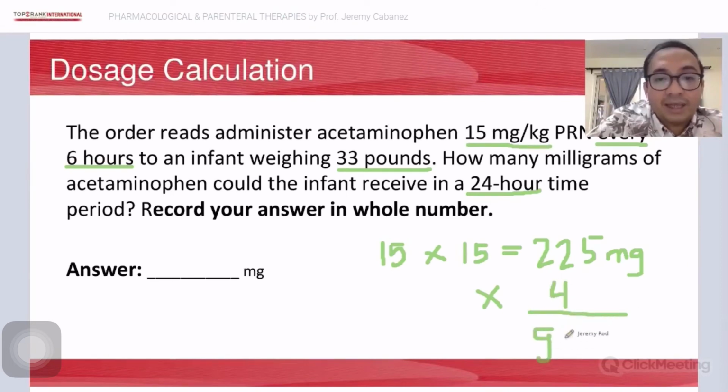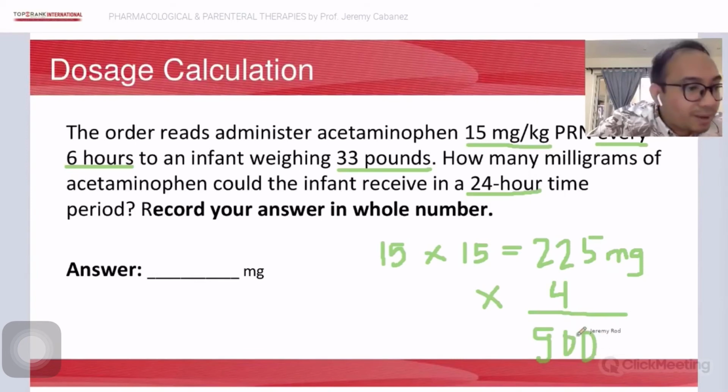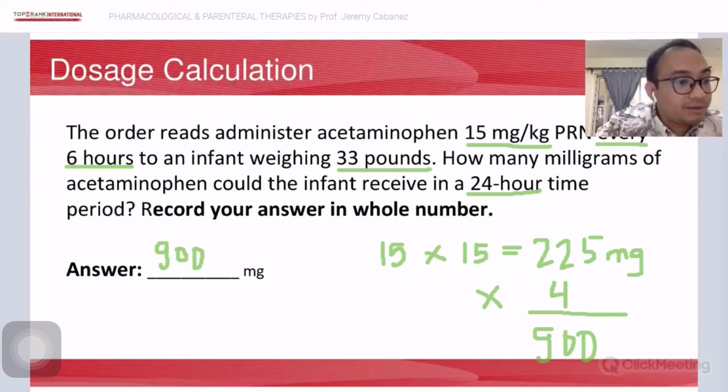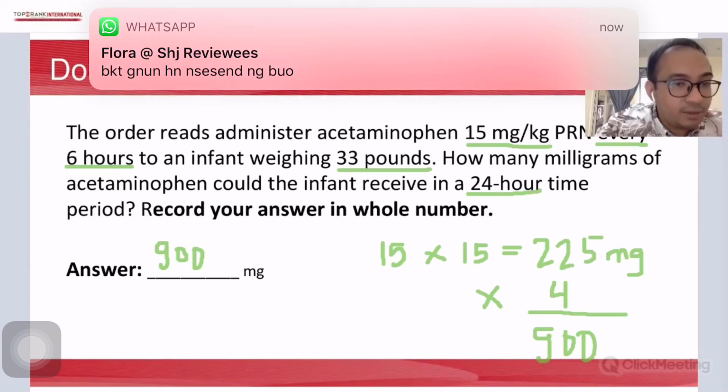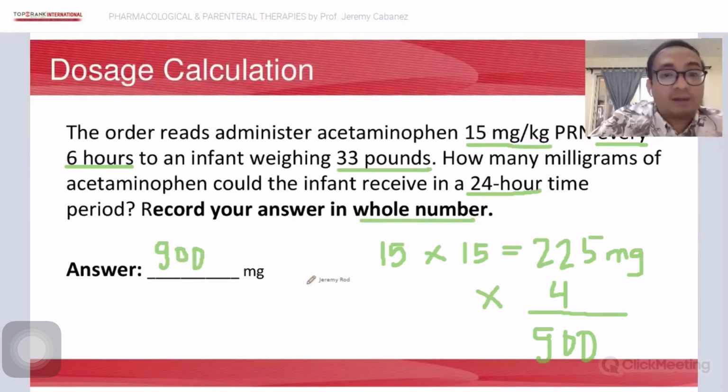The correct answer is 900. Tumama ba? Sinong tumama? Si Sol, tumama. Very good. So, the correct answer is 900. Yes, it should be multiplied by 4 kasi every 6 hours. So 24 divided by 6 equals 4. Very good, Janine, Escosio. Very good, Jeannie. Okay? 2 to 5 times 4, 8 to 1. Very good. Pero ang hinihingi, whole number. So definitely, you just write it. Usually, binibigay na ang unit of measurement.